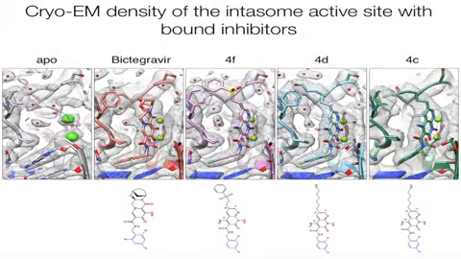Here, we are now looking into the density of the active site for all the 5 reconstructions that we analyzed in the course of this project. So that's the APO reconstruction and the reconstructions with 4 compounds, bictegravir, 4F, 4D, and 4C. So in all cases, the ligand is completely resolved. Another thing that's worth noting is that we have many water molecules that are surrounding the ligand. And that particular aspect will become more obvious in the next slide.